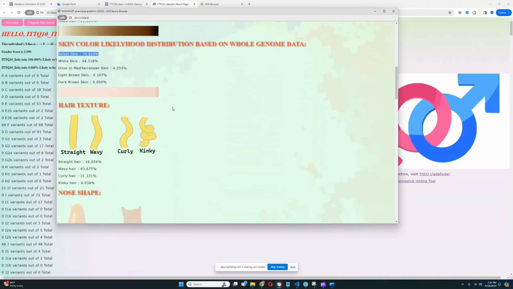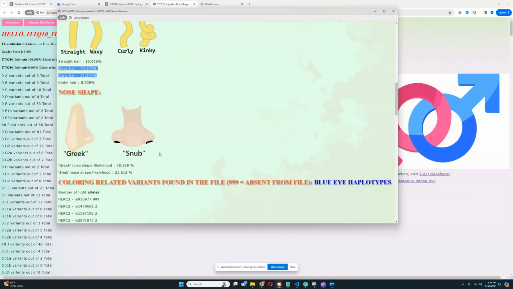Let's see his hair texture. For hair texture, he's scoring wavy or curly hair. And for nose shape, he definitely has a Greek shaped nose. So definitely a longer, aquiline, leptorrhine shaped nose.